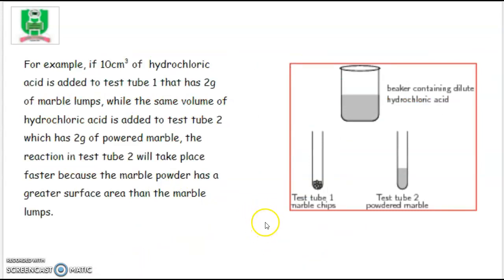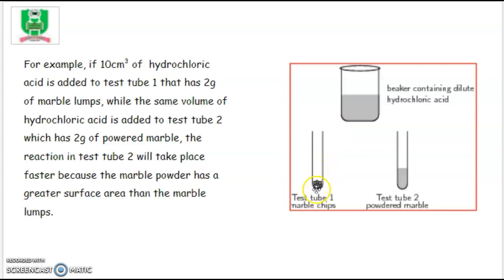Therefore, if we place 2 grams of marble chips into a test tube and we collect another 2 grams, but this time we grind it into marble powder and we place that in a second test tube, and if we now add 10 centimeter cubes of hydrochloric acid to the marble powder and 10 centimeter cubes to the marble chips, what you will find is that the rate of reaction between the hydrochloric acid and the marble chips is going to be low.